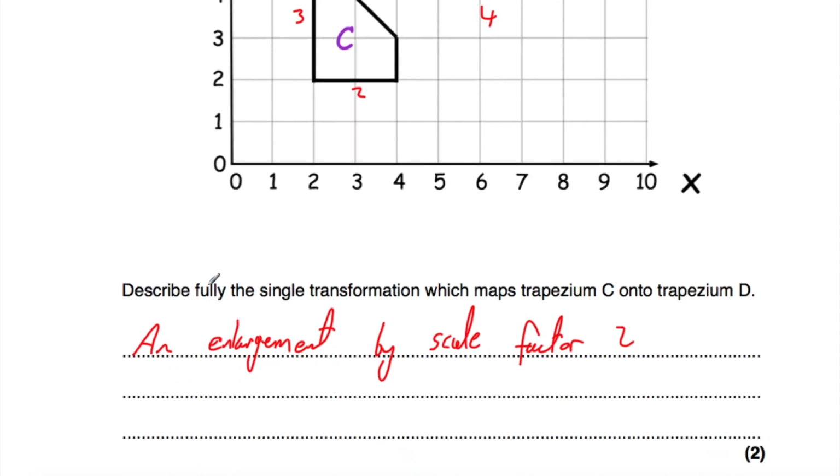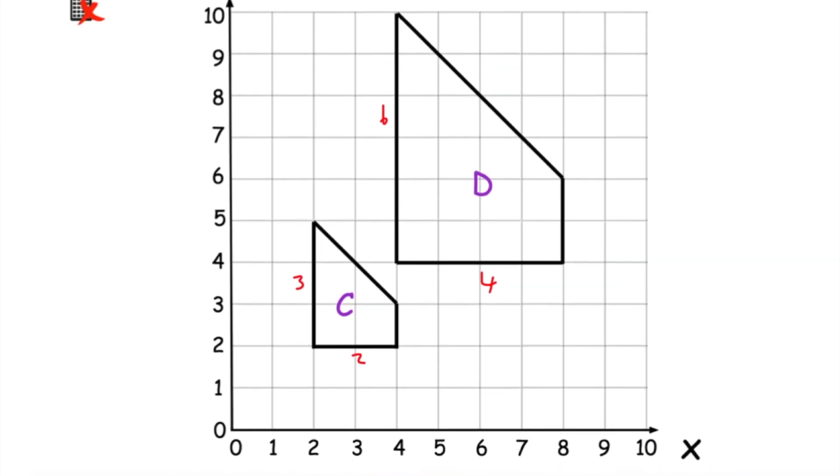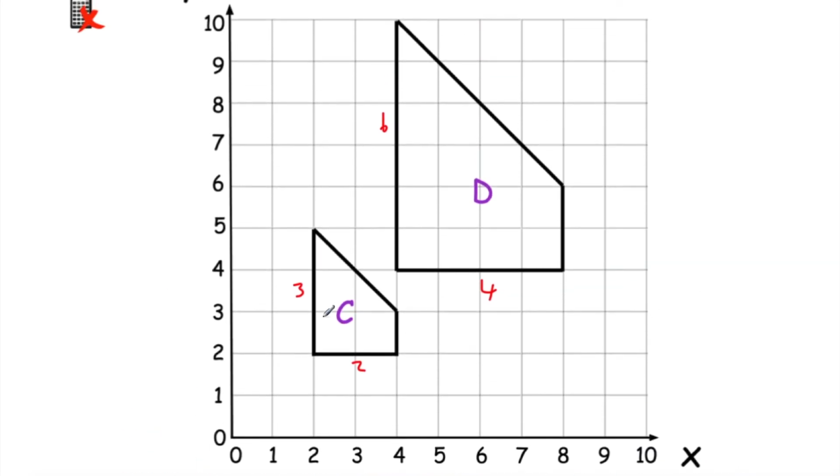But we also need to describe, because this is described fully, we need to say where the center of enlargement is. So if we go up here, let's find the center of enlargement. Now, if we have trapezium C and it's been enlarged, and its enlargement is trapezium D, the center of enlargement is going to be over here somewhere. And what we're going to do is get a ruler and pencil, and start off with this point here, and join a line that goes through the corresponding point of C and carry on, like so. So if we draw that line, it would look something like that.